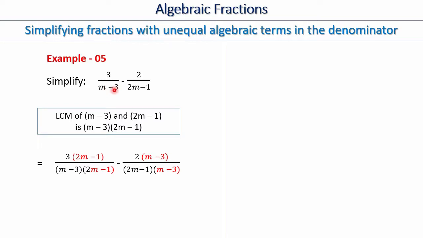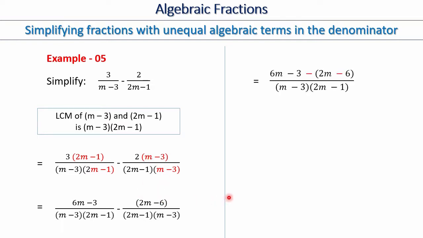So to make m minus 3 into this form, you have to multiply by 2m minus 1. If you do the operation for the denominator, the same operation you are doing for the numerator also. Similarly, 2m minus 1 is here. You are multiplying by m minus 3. Same thing you are doing here also. Now for m minus 3 and 2m minus 1, both we have got the same denominator. So if you operate that bracket, 3 into 2, 6m minus 3, this minus 2m minus 6.